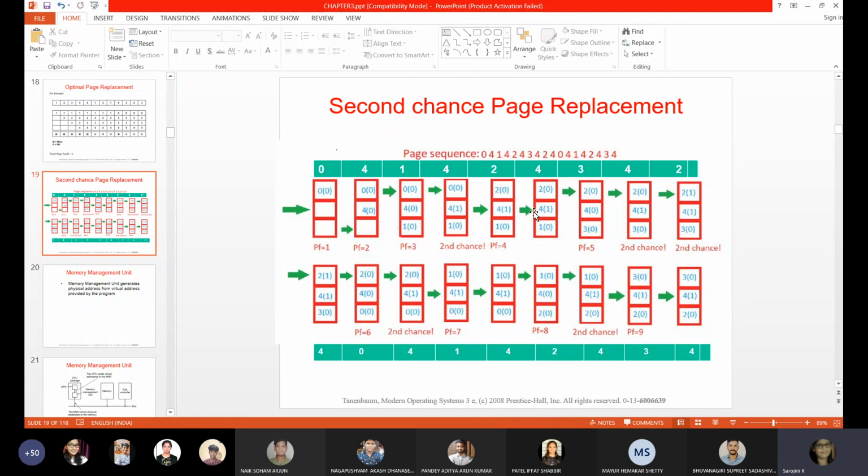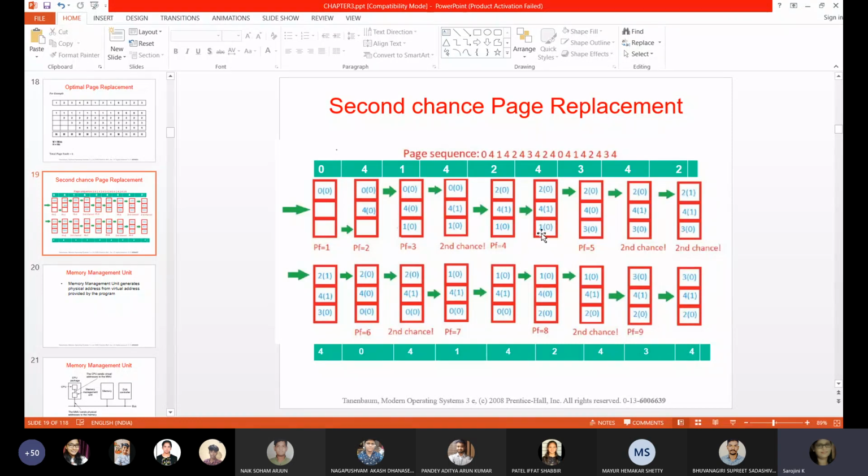Okay, so this page we cannot remove. Why? Though it is a clock page, its reference bit is what? One. It's not zero. If it is zero, then only we can remove. It is one, we cannot remove. Then what we can do? We will move this pointer one step ahead. Okay. Now after moving this pointer, we will see whether we can remove this page or not.